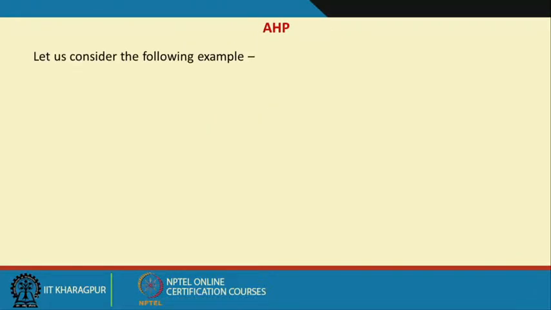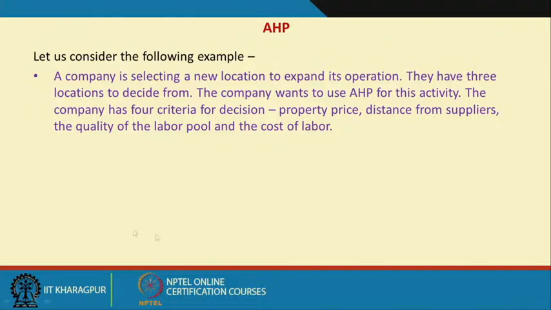Okay. Now, we are considering one example. A company is selecting a new location to expand its business. There are three options for them. Now, the company wants to use the analytical hierarchy process for this activity. The company has four criteria for the decision: the property price, distance from suppliers, the quality of the labor pool and the cost of labor. That is a very obvious situation.